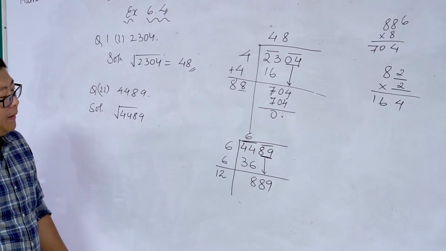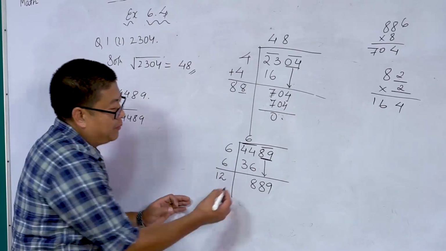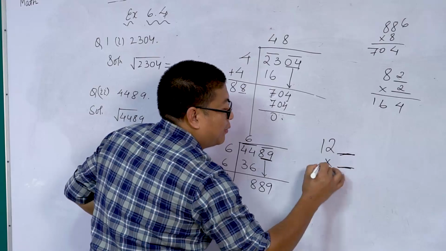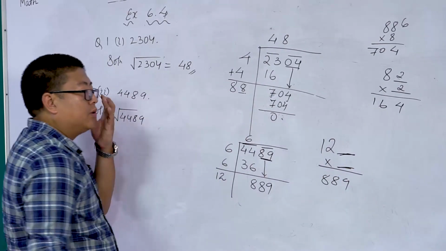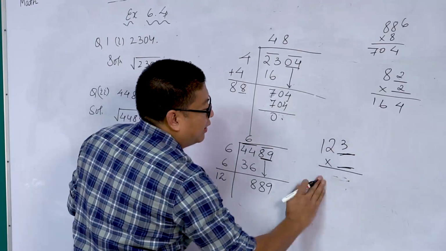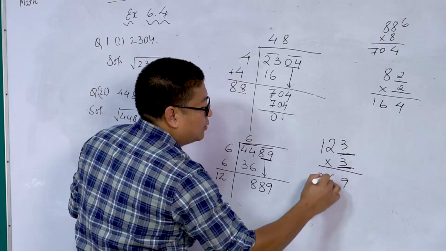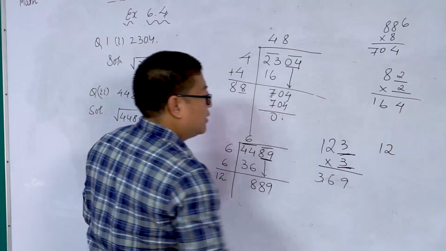Now, we have to find the number that we can insert here and multiply with the same number to get 889. So we can try with 3. Putting 3: 3 into 3 is 9, 3 into 2 is 6, it's nowhere near. So what we can do is increase the next number.